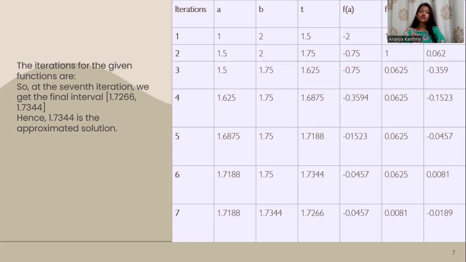So the iterations of the given function are as follows. By substituting for f of a and f of b, we have obtained the above iterations. At the 7th iteration, we get the final interval as 1.7266, 1.7344. Hence, 1.7344 is the approximated solution for the given question.